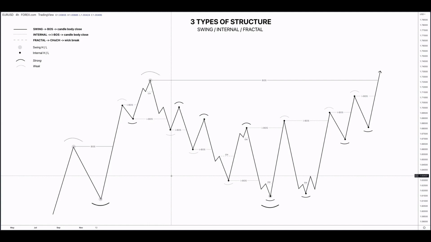Okay. So essentially, the way we view structure is by three main types, which, as you can probably see here, we call swing, internal, and fractal. Over the course of the next few lessons, we're going to look at each of those individually, so you completely understand what they are, how we define them, how we map them, and what they mean, and then how we put all three of them together to give us our systematic framework that we use to trade and make trading decisions.